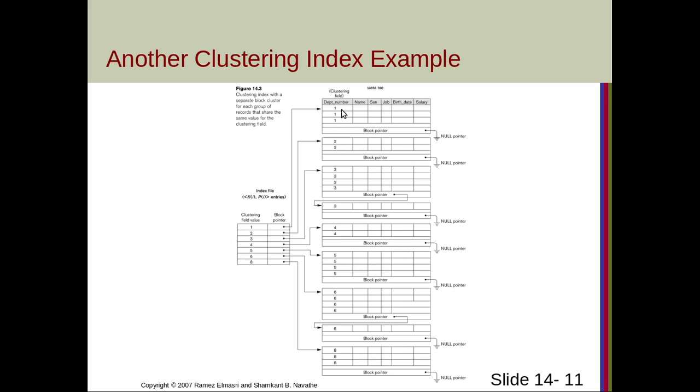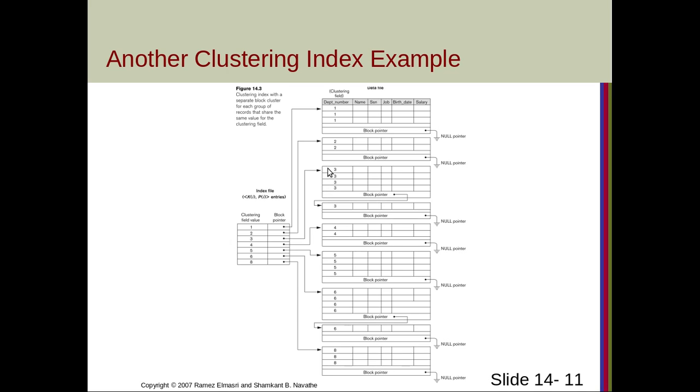So in the first block, you have only 3 records which have department number equal to 1, so there is no possibility of overflow. In the second block, you have only 2 records which have department number equal to 2. In that case also we don't have any overflow.